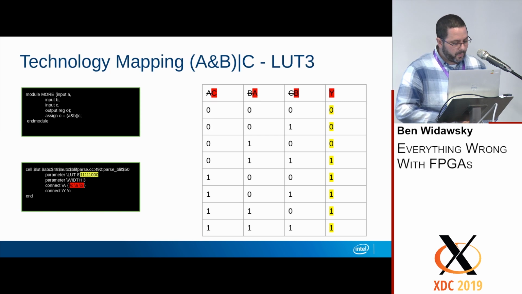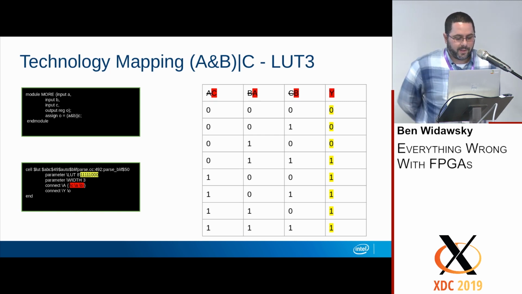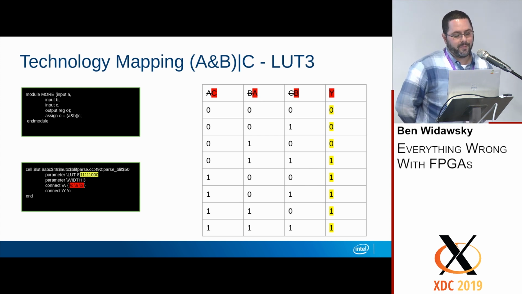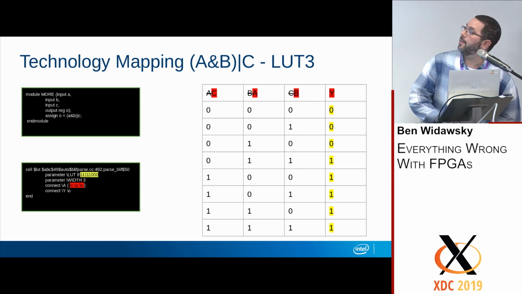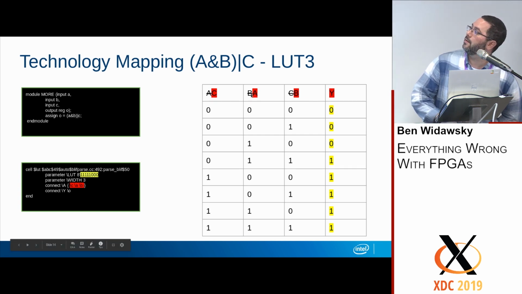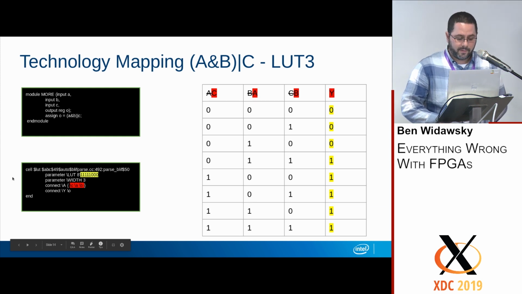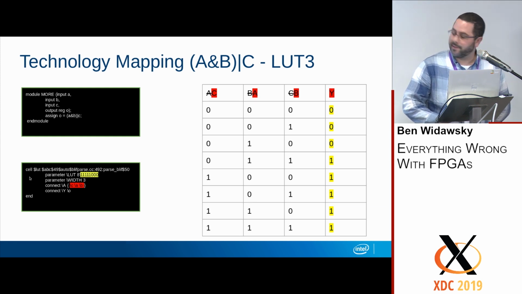Okay, cool. So we did a LUT3 before, right? So let's try and make sense of all this. If you have our same Boolean expression, A and B or C, with a LUT3, there we go, right there. You can see the intermediate representation again down here.